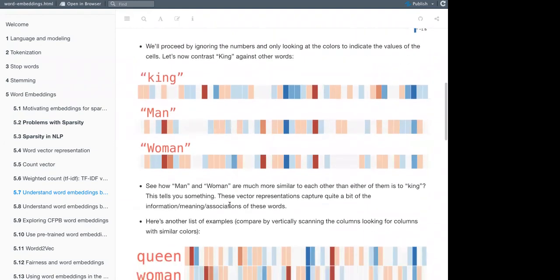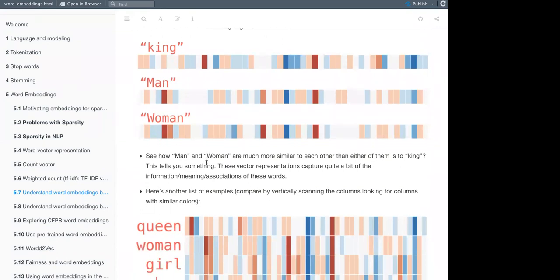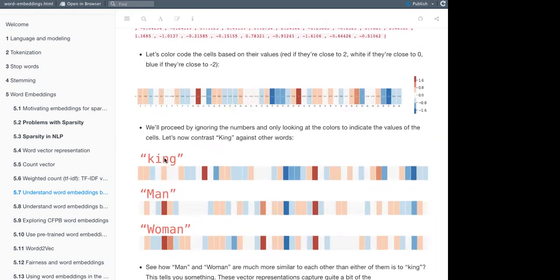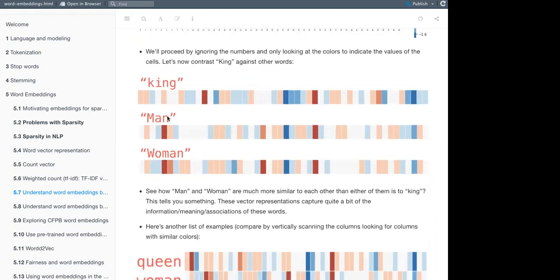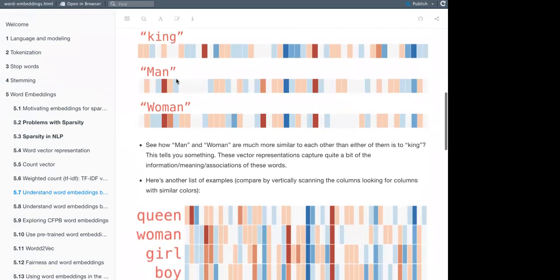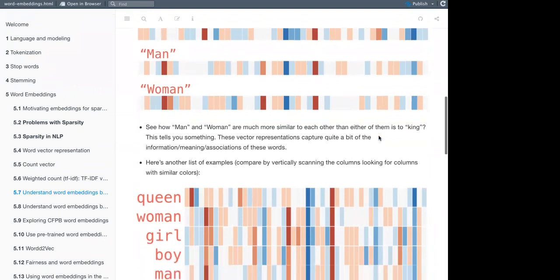Now we can see there is some kind of relationship between these. You can see man and woman. In fact, the vector representations look the same. This is a visual representation of the vector for the king, but we also represent the same thing for the man and woman. So here you can see it really captures some kind of semantic information, because king, man, woman are all people.